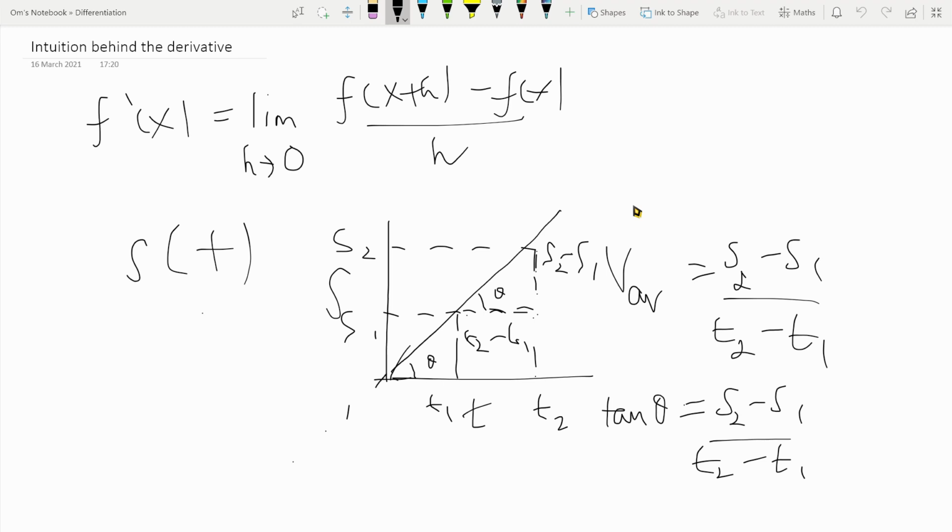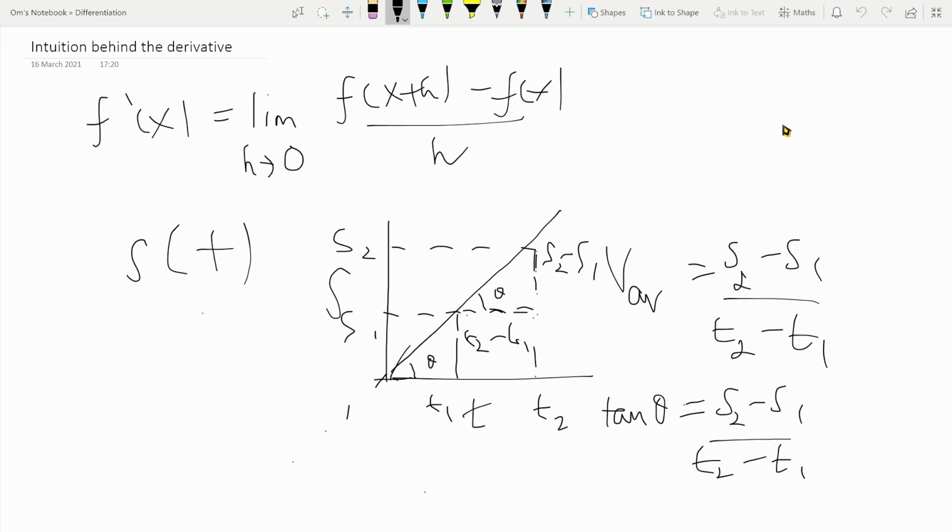And this means that the person is running with a constant speed. And naturally, since he is running with a constant speed, the average speed must be equal to the constant speed, which is the same throughout. But what if the person is not running with a constant speed?